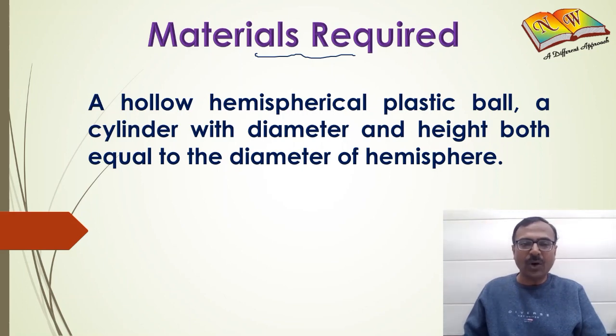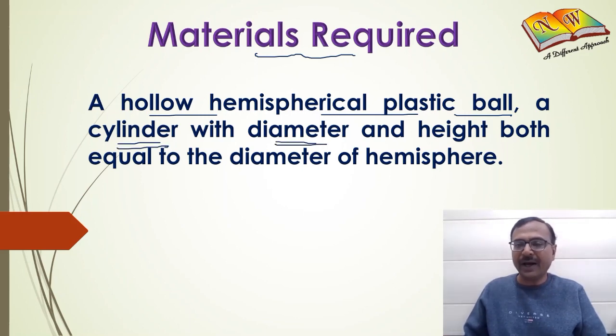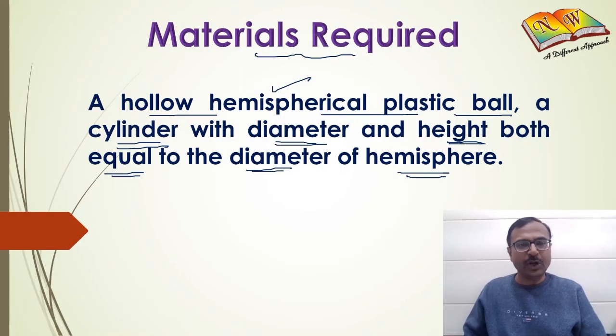What are the materials required for this activity? We require a hollow hemispherical plastic ball. So you can take any plastic ball, cut it into two pieces, and you will get a hemispherical plastic ball. Then we require a cylinder whose diameter and height both are equal, and a hemisphere, that is the same plastic ball, whose diameter is also equal to the diameter of the cylinder. Let's see how we can perform this activity and derive the formula for volume of a sphere.